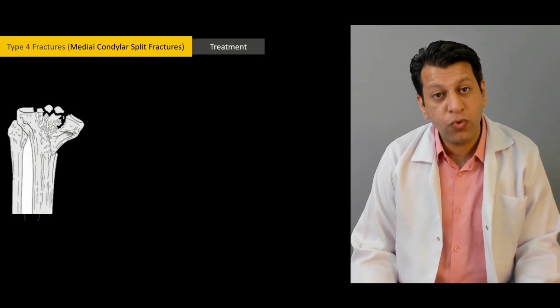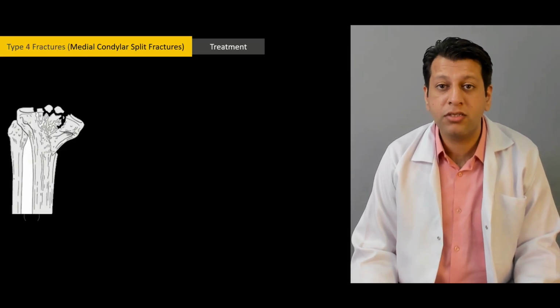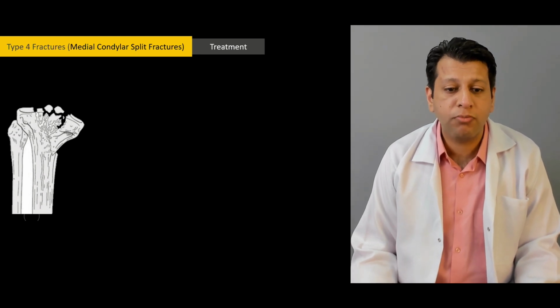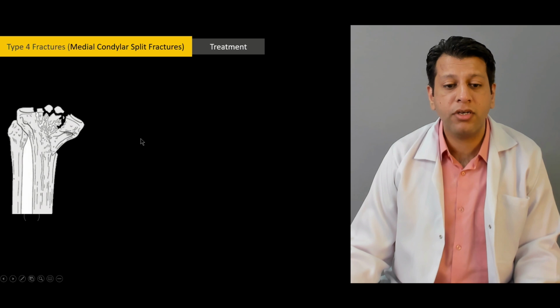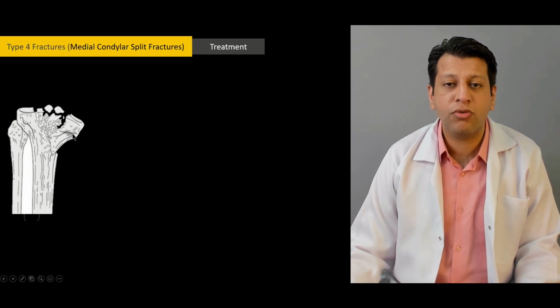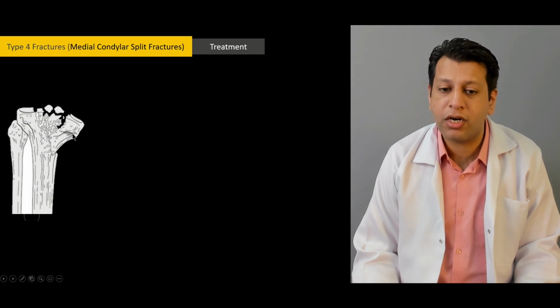So if it's type 4, now as I told you, type 4 means the injury was on the medial side. Mainly the medial condyle is involved. You can appreciate the medial condyle is highly comminuted, and usually this involves a lot of injury to the medial collateral ligament as well.